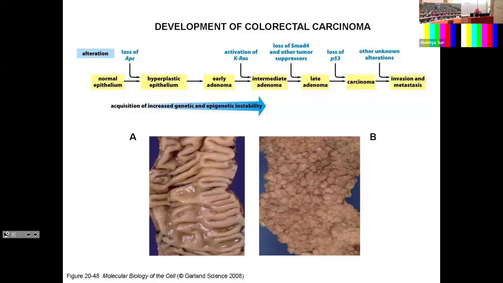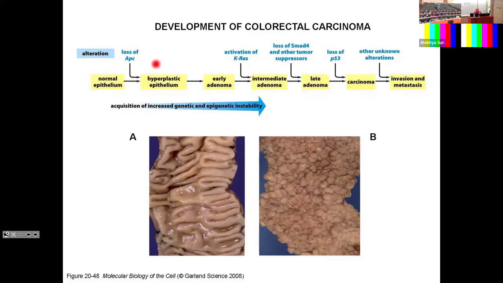So what happens is different at the different levels. First, there is a loss of APC. APC is a tumor suppressor. What we say about tumor suppressors is that it's a loss of function, right? The tumor suppressors are there to control the cycle and restrain it if there is some mistake or DNA damage. So if that activity is lost, the cell will keep going with the damage.